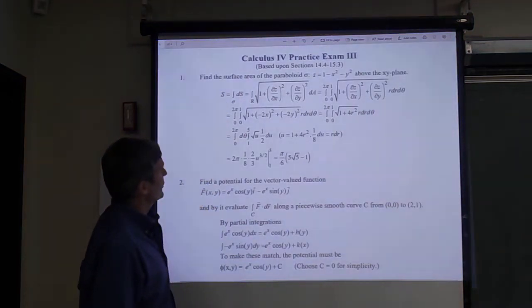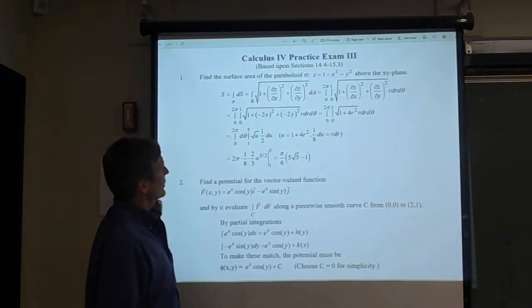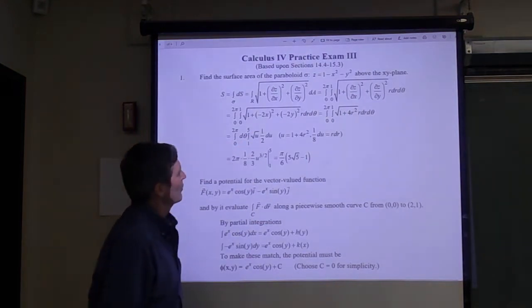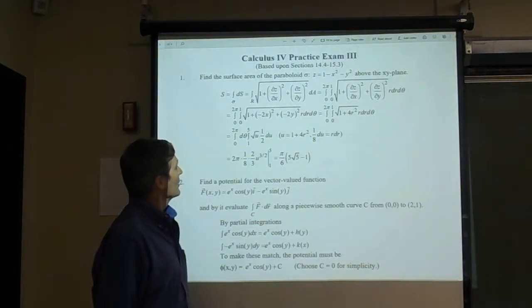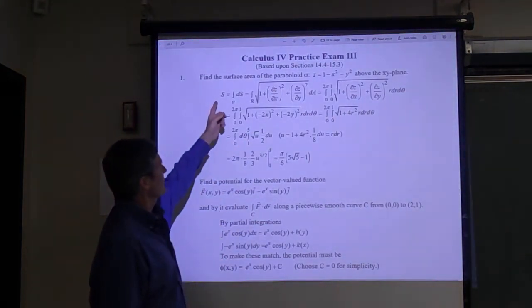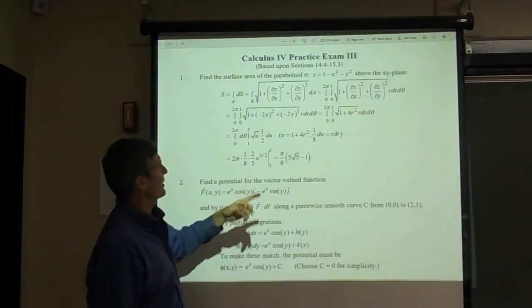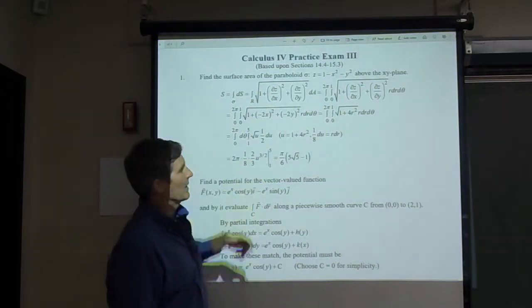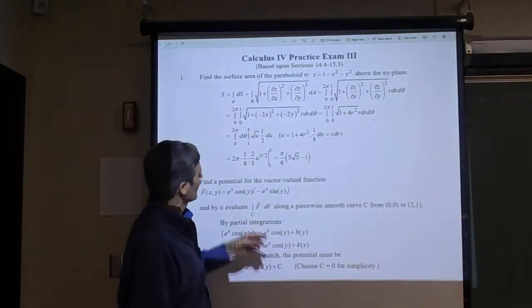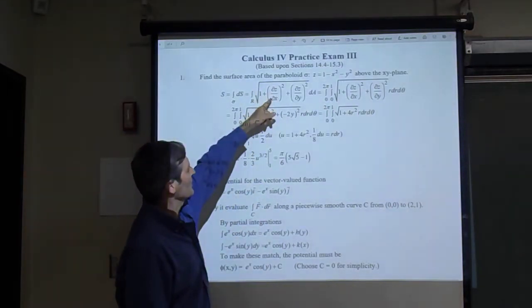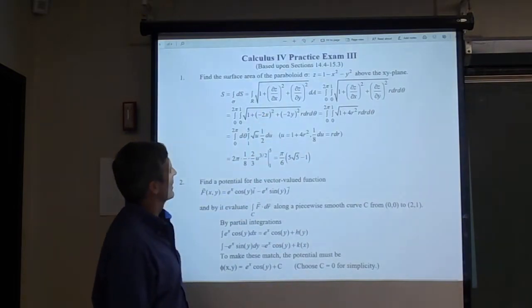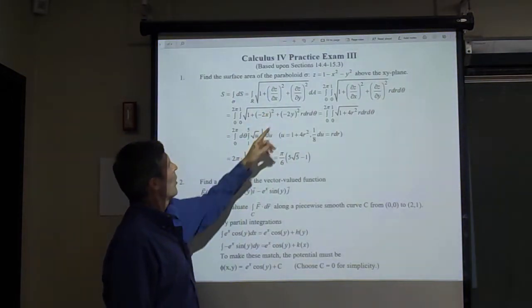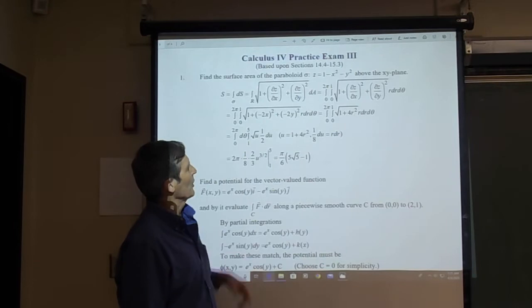Suppose you want to find the surface area of a surface given as z equals a function of x and y. Here's how you can do it. The surface area is just the integral of dS over the surface sigma, where dS is this. It's an analogy to what you did in Calculus 1 for arc length: the square root of 1 plus dz/dx squared plus dz/dy squared, integrated over the region R of projection.